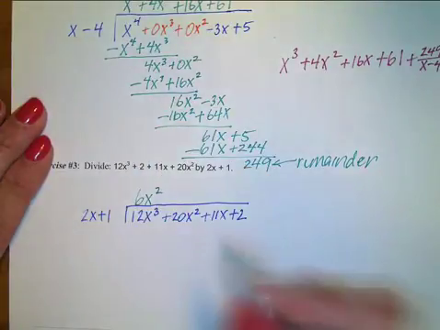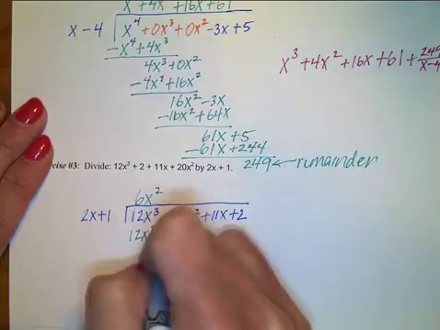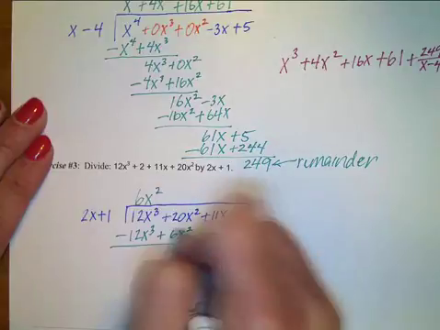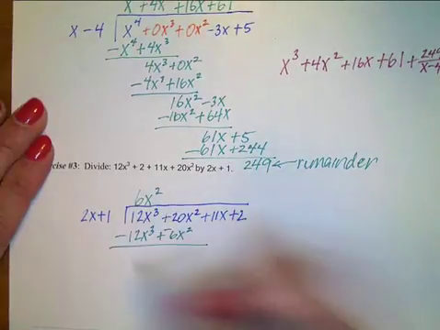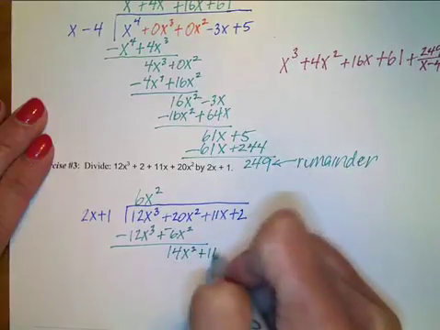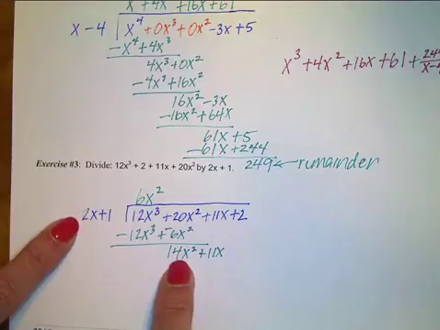So now do your multiplying. So 6x squared times 2x is 12x to the third plus 6x squared. Draw your lines, switch your signs. Those give me 0, so now I have 14x squared. Bring down my 11x. 2x divided into 14x squared is 7x.